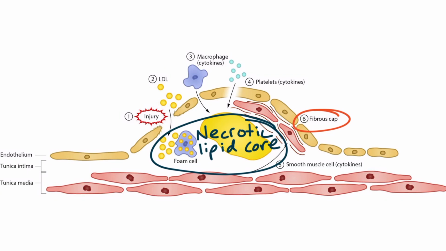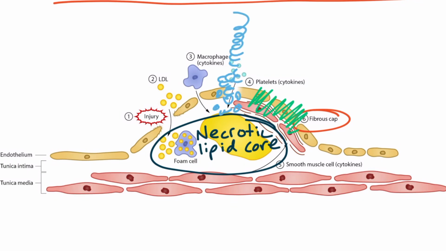So just imagine that we have the other side of the vascular wall over here, and rupture of the fibrous cap would expose the necrotic lipid core, platelets build up, and the vessel becomes occluded. Occlusion of the vessel results in infarction.